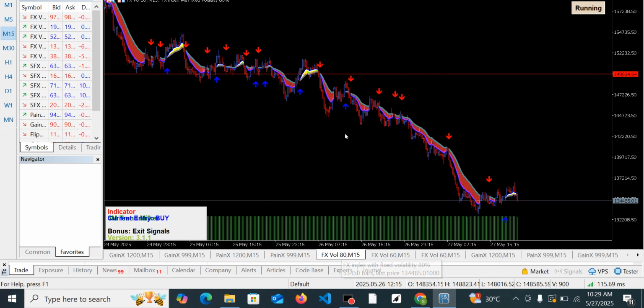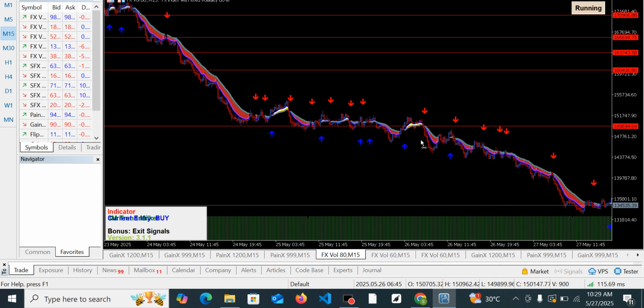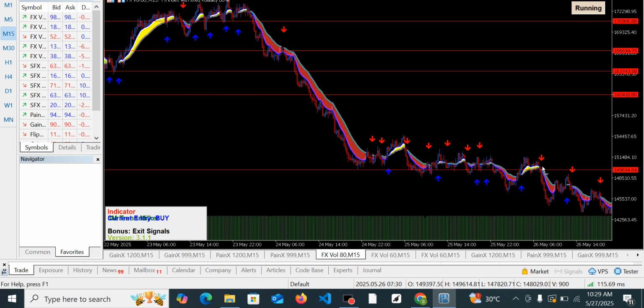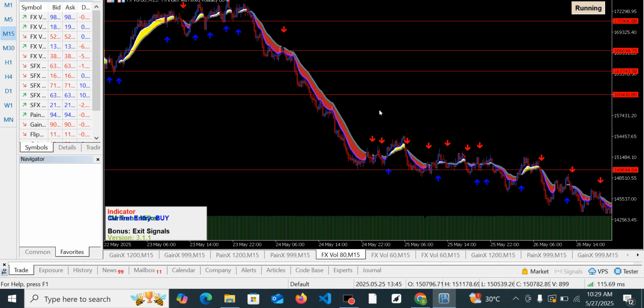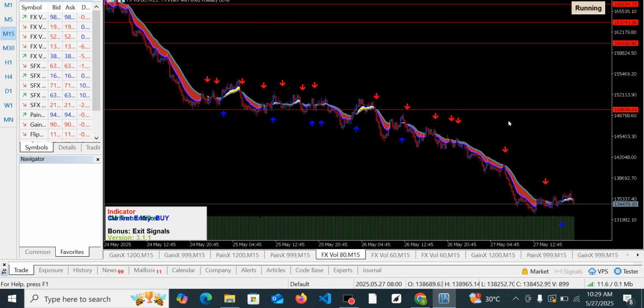Okay, now let's move on to the next asset, which is FX Volume 80. This particular asset too had been on a downtrend for long. Right from here, it had been selling. I remember we milked this particular asset for 2 to 3 days, almost 3 days. It didn't complete the third day before we stopped making it. So it went on a downtrend for a very long time.